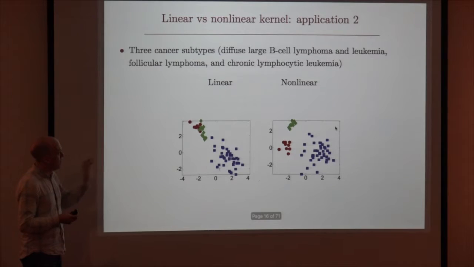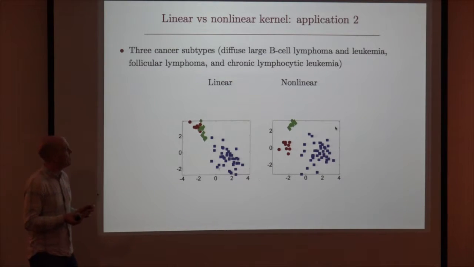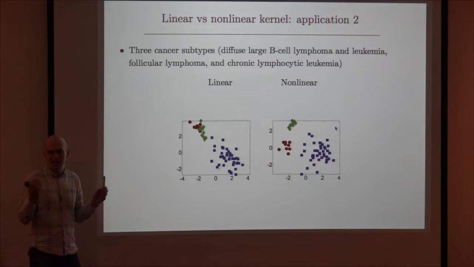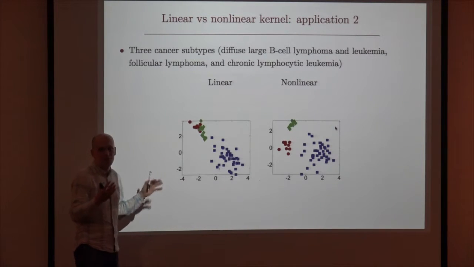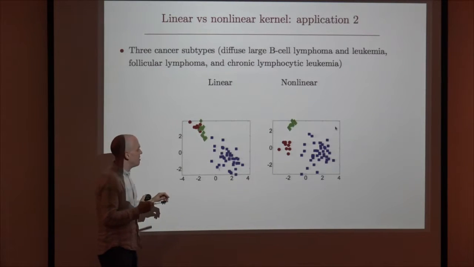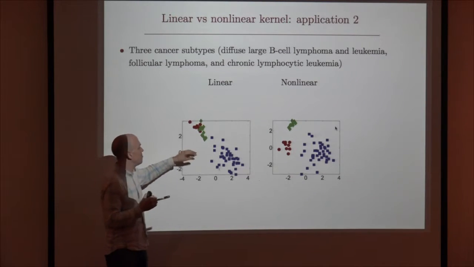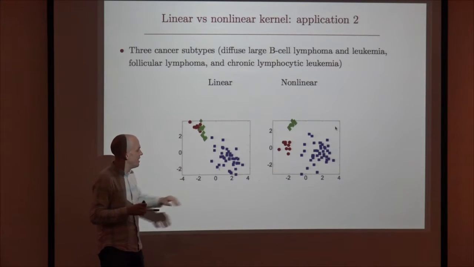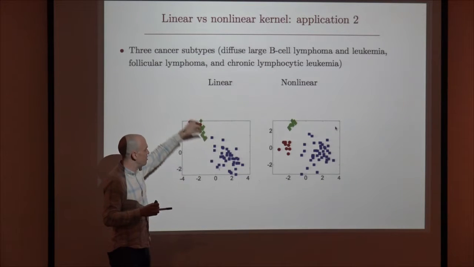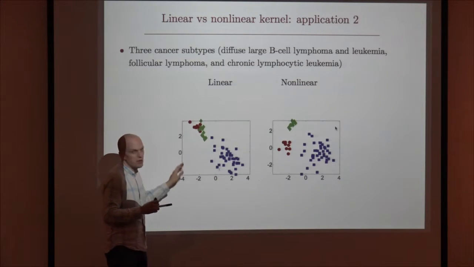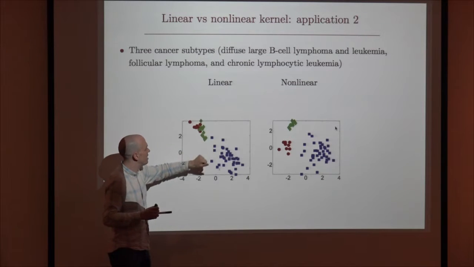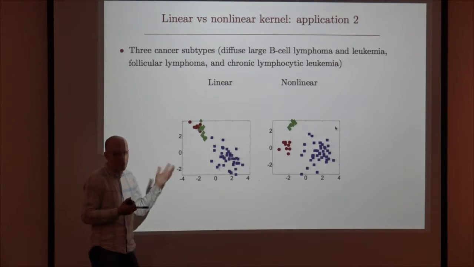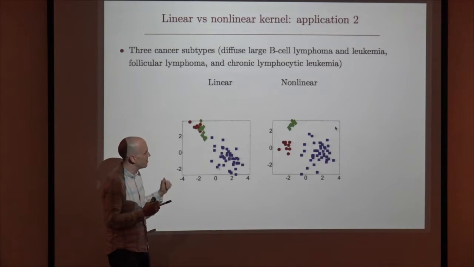The next case where it matters to use a nonlinear kernel is where different coordinates might be useful for discriminating different aspects of a multi-class problem. What do I mean by this? If I use a linear kernel and I'm trying to tell apart blue from green from red, I've got some sort of linear correlation between these two features and the labels. But it's not terribly good at separating green from red. It's a bit mediocre.